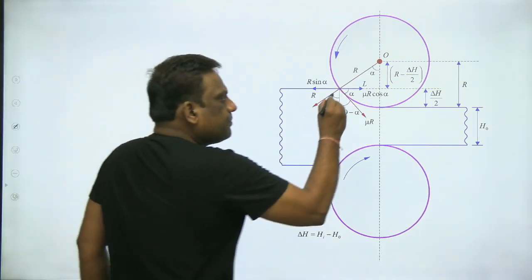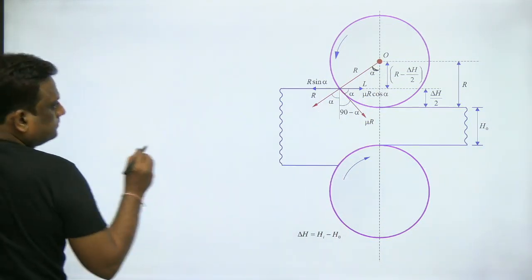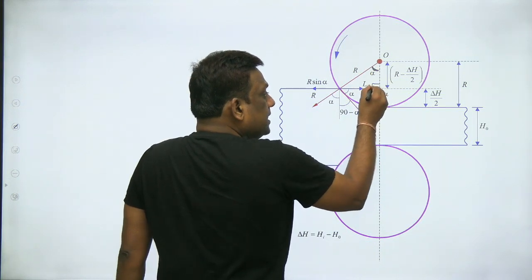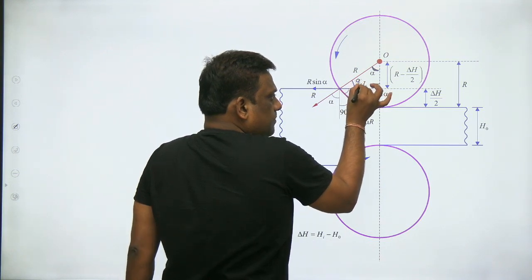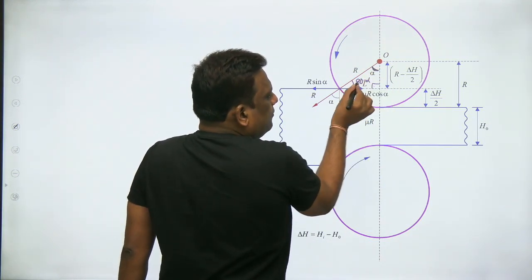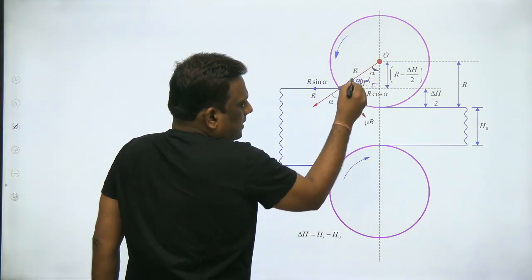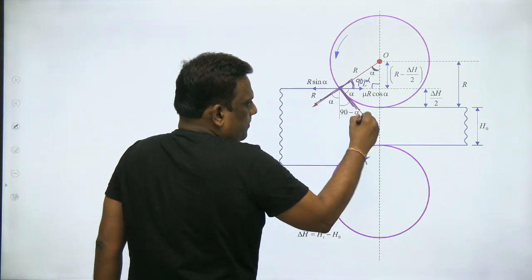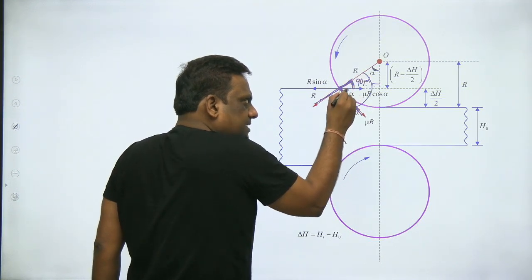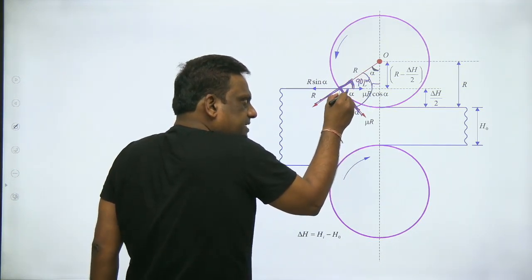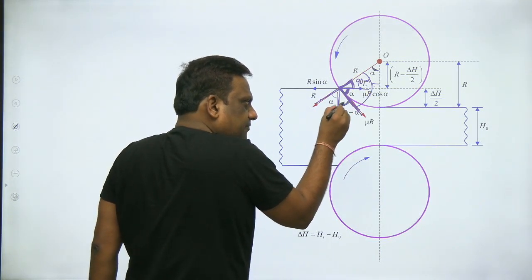Don't worry, I repeat, this is alpha, so I'll use different colors so that you can understand. If this is alpha, this is 90, sum of the angles in a triangle is 180. If this is 90, this has to be 90 minus alpha, because if you add all it will be 180. If this is 90 minus alpha, this line and this line are perpendicular, this normal reaction and frictional force are perpendicular. When these two are perpendicular, the total is 90. So if this is 90 minus alpha, this will be alpha. If this is alpha, this is vertical and this is horizontal, this will be 90 minus alpha.